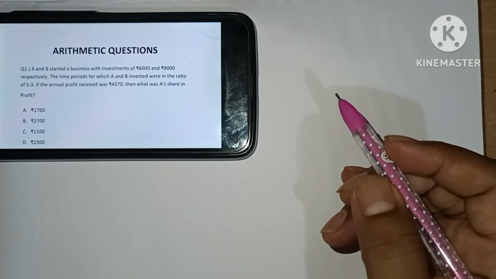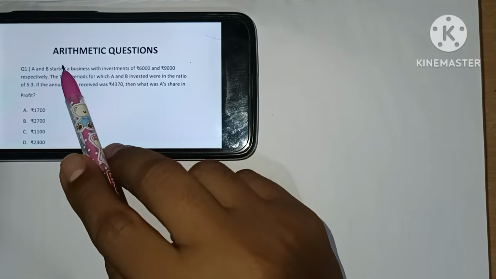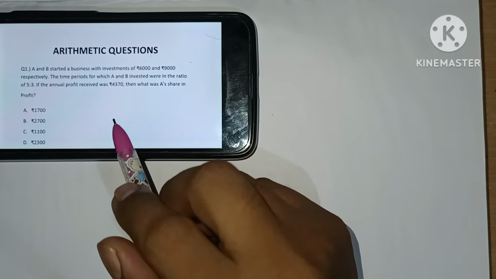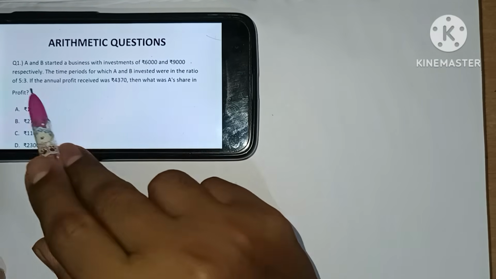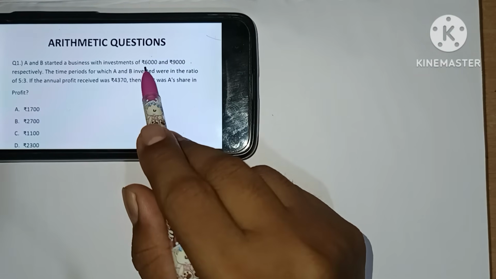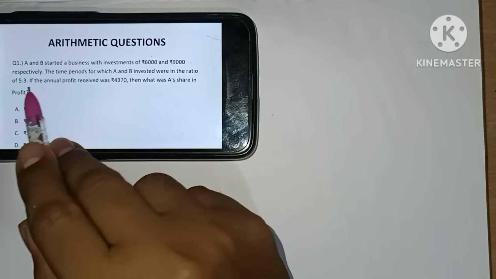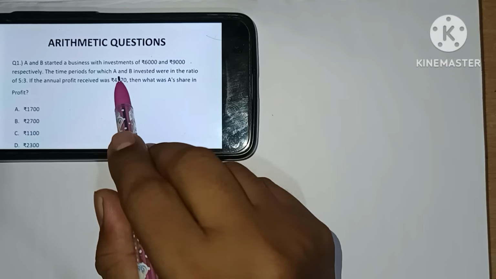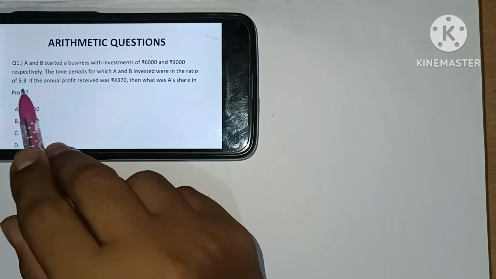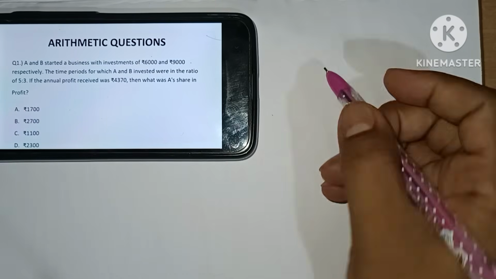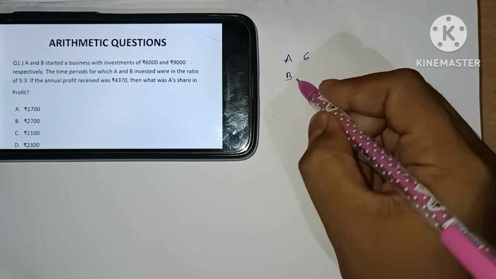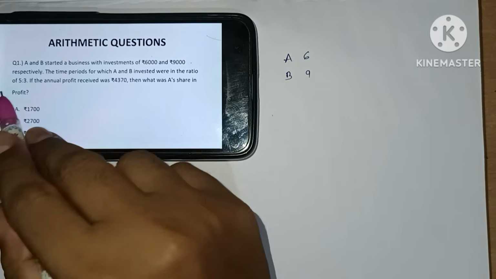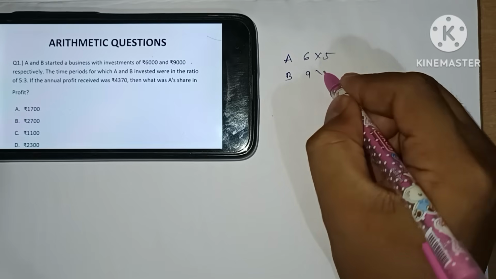In this video, we are going to see 10 mixed arithmetic questions of PO level. First question: A and B started a business with investments of 6,000 and 9,000 respectively. The time periods for which A and B invested were in the ratio of 5:3. Okay, given that A and B invested 6,000 and 9,000, and time periods are in the ratio of 5:3.